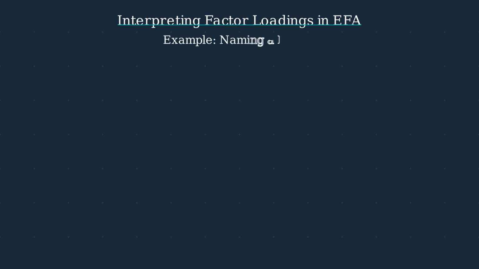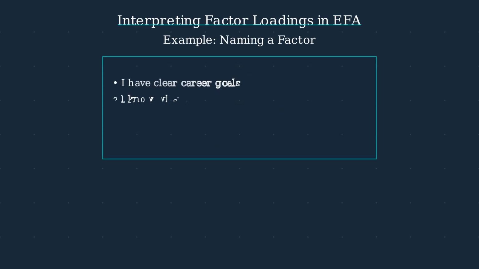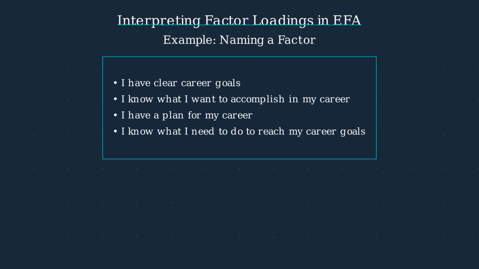Let's work through a concrete example. These 4 items all load strongly on the same factor. When we examine their content, we notice they all relate to having defined career plans and objectives. Based on these high-loading items, we might name this factor career planning and goal setting, since all items relate to having clear plans and objectives for one's career.